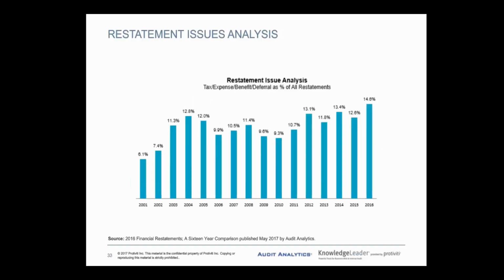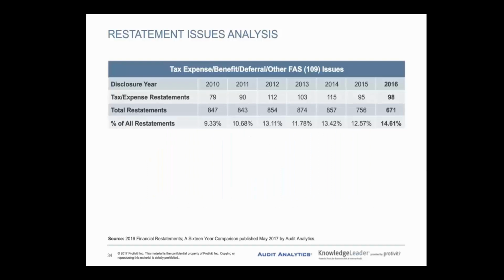And then if we go in and look at that as a percentage, while 2005 and 2006 were the high points in terms of volume of restatements, you can see percentage-wise it's been almost a steady uptick from 2009 to present, with 14.6% of restatements in 2016 being because of a tax-related issue. And if I go in and take a closer look at this, this gives you the number of actual restatements, the number of total restatements, and then what that percentage was.